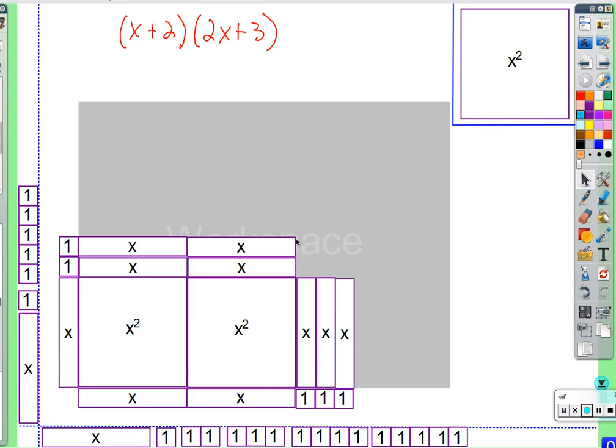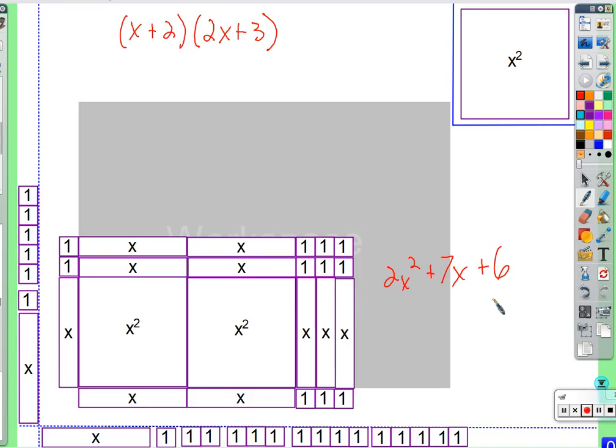Okay. And how long is this side right here? 2. And this side right here? 3. You see how we get the 2 way over here times the 3 over here gives us that last piece. 2 times 3 gives us the 6. So from the rectangle we have, how many x squareds? 2x squared, plus seven x's, and then? Six. Plus six.